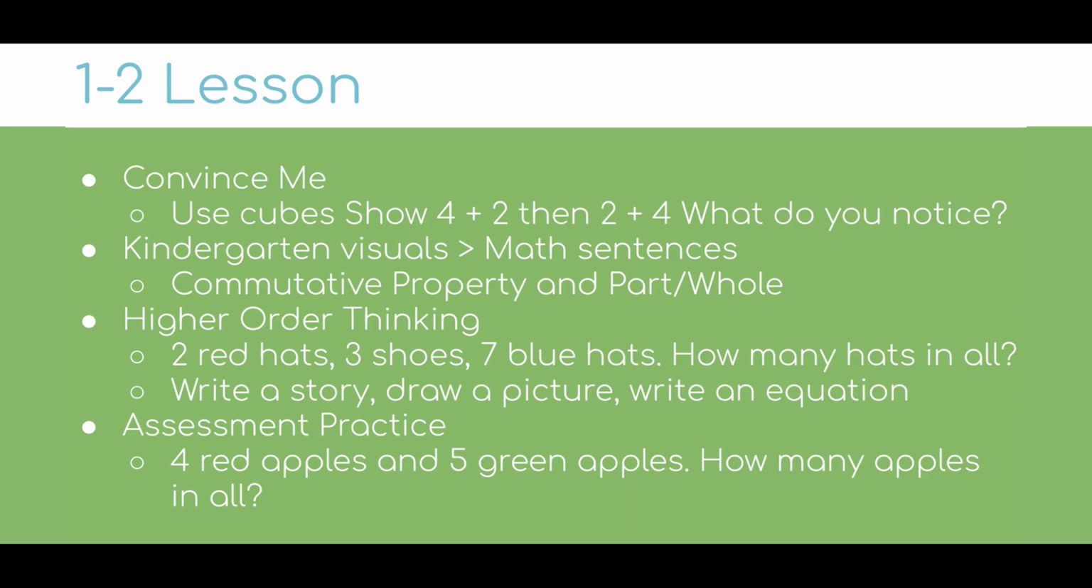So that leads into the commutative property. We're starting off with a bridge from kindergarten visuals to math sentences that they're learning in first grade, learning that the parts that you're adding together come together to make the whole. The higher order thinking questions they have are adding together multiple categories and then only recognizing the important information, and writing their own story, drawing pictures to write an equation. The assessment practice problem we will end on is a multiple choice question that brings everything we've talked about together.